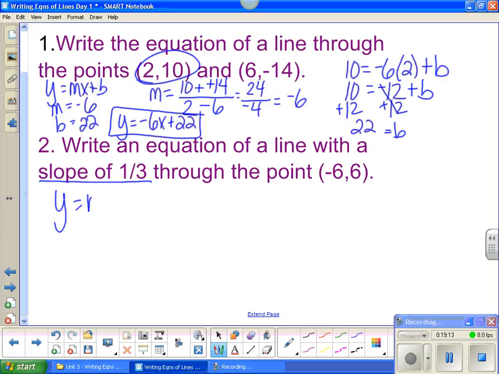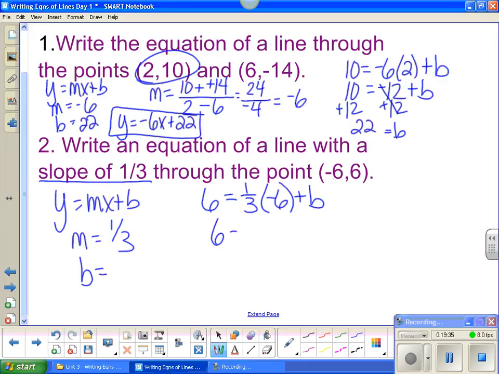So I still need y equals mx plus b. I still need m, and I still need b, but I gave you the slope. I'm telling you that the slope is a 1/3. Therefore, I'm only going to give you 1 point, which is all I need to find my b. So y equals mx plus b.